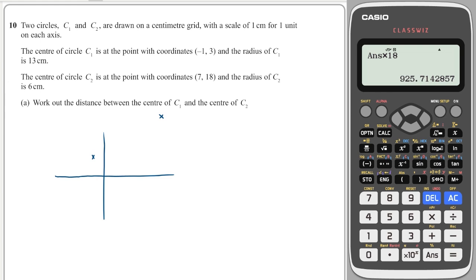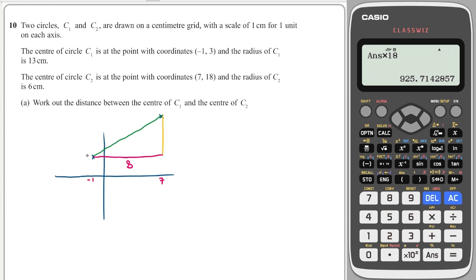And it tells us the radiuses as well, but it asks us to work out the distance between the centres first. So that's just this diagonal line like this. And whenever we've got coordinates and we're trying to work out the distance between them, we can set up a right angle triangle, like so. Okay, let's work out the distance of that x down the bottom, that red line. So that goes from minus 1 on the x-axis all the way along to 7 on the x-axis. So that has a value of 8. So 8 goes there.